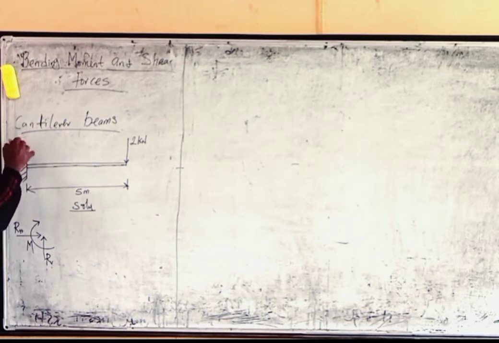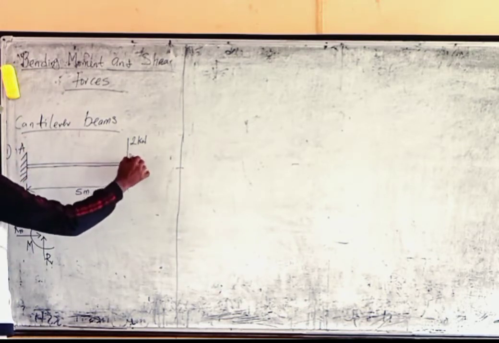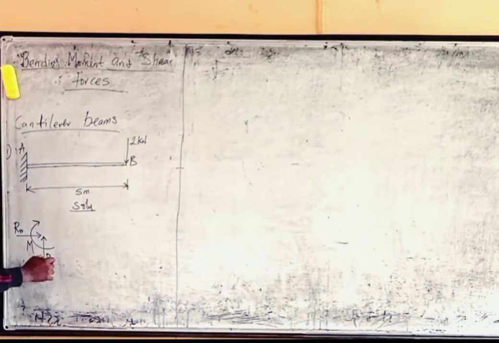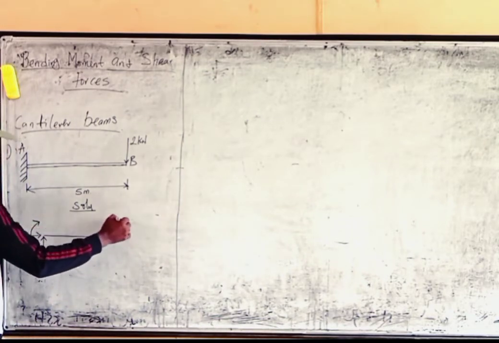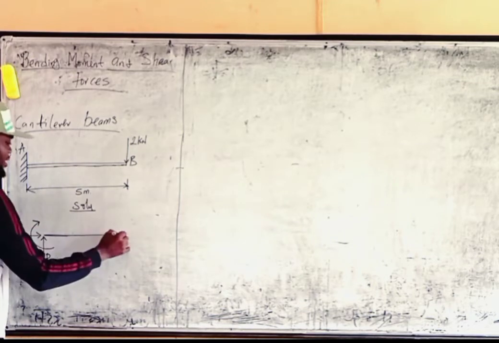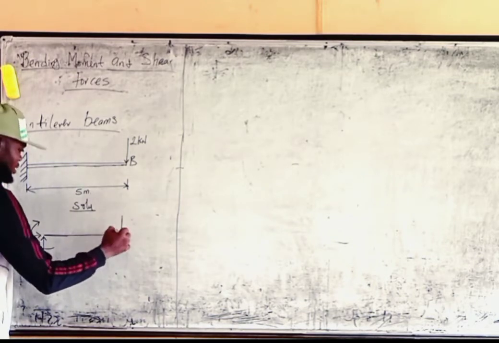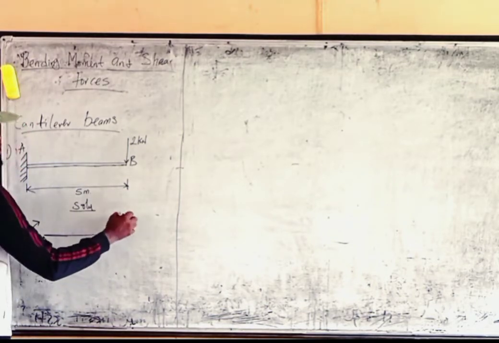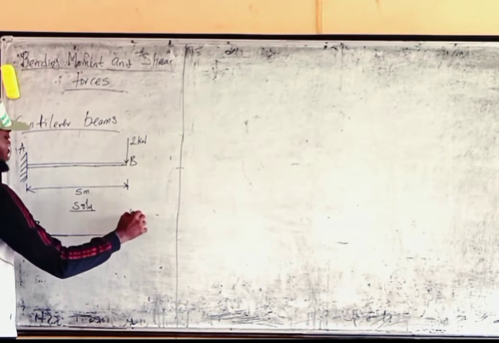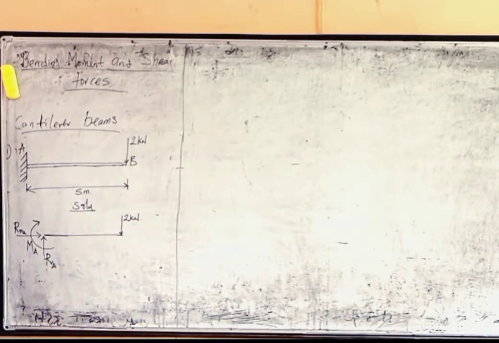So let's label point A and point B. This is the vertical reaction at point A. This one is the horizontal reaction at point A, and this is the moment at point A. There's no other support there. So this is what we have, and look at the beam, it is carrying a point load, just a point load acting at a point, and the load is just 2 kilonewtons. That is the value of the load.